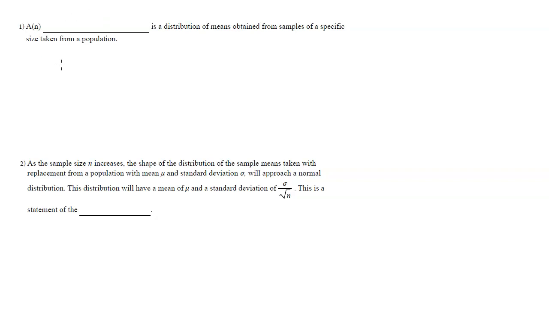Okay, so 1. A blank is a distribution of means obtained from samples of a specific size taken from a population. So we're talking about a distribution of means that I get from taking samples of some size from a population.